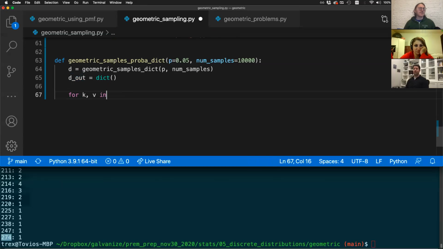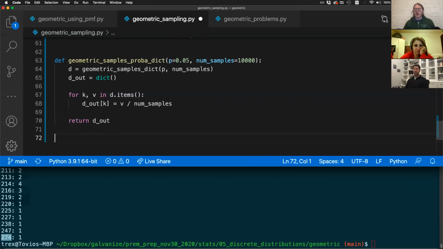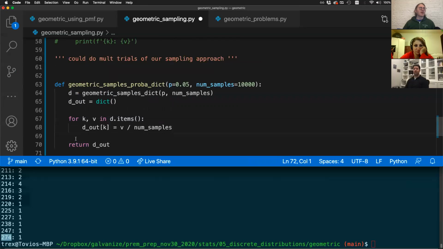I'll say for K, V in D.items, D out sub K is going to get the value or the count divided by the number of samples. And that's all we need to do, right? That's all we need to do to get our sample probabilities out. And then I can just run this.